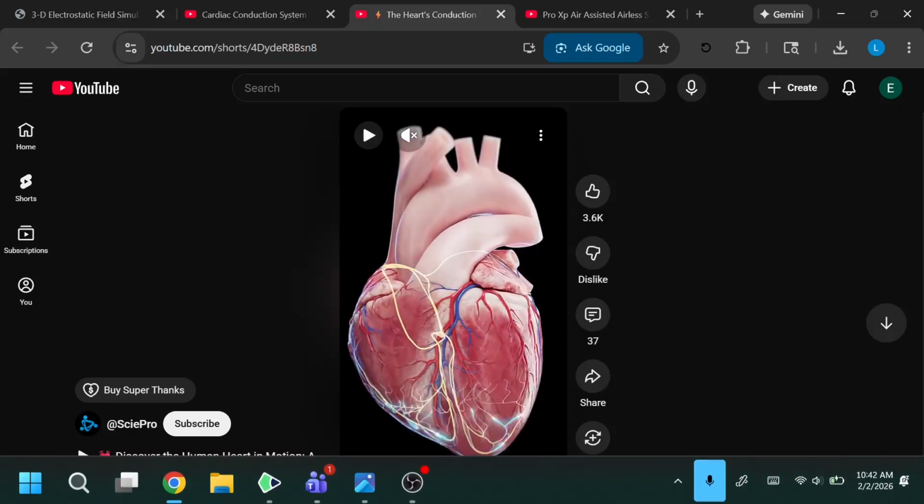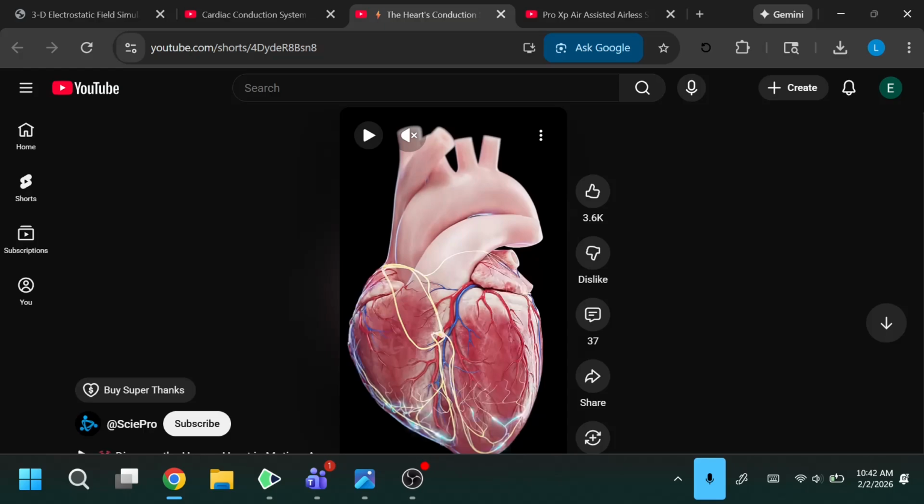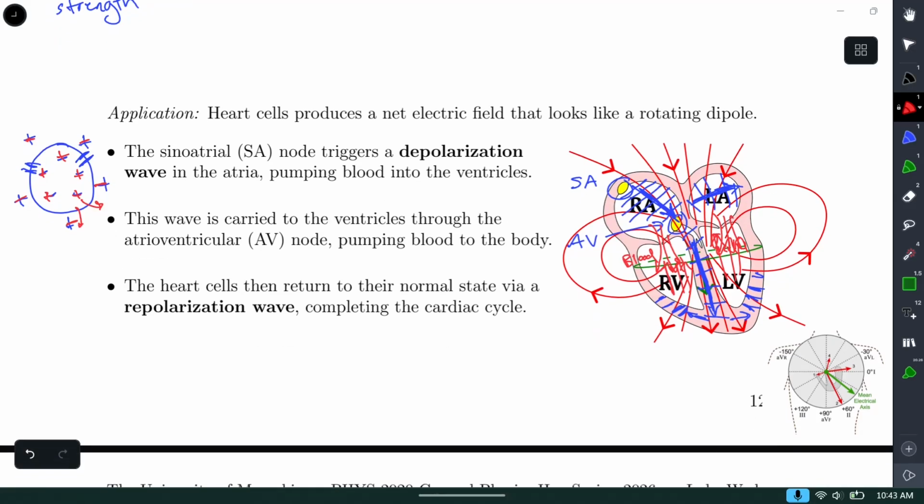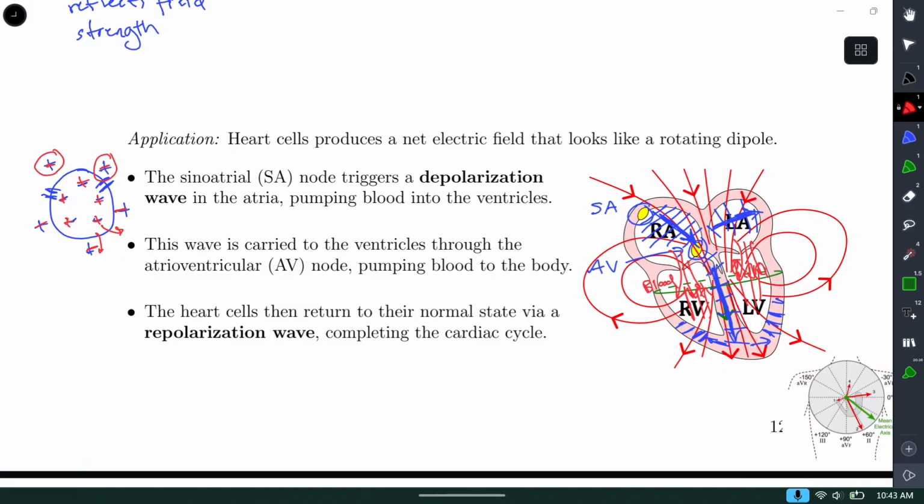Okay, so what does this have to do with electric fields? Well, positive and negative charge create electric fields, and those fields point away from positive towards negative. You can track where that depolarization wave is in the heart by seeing where you've got a concentration of positive charge and negative charge. I'm going to go now from the perspective of what's outside of the cells.